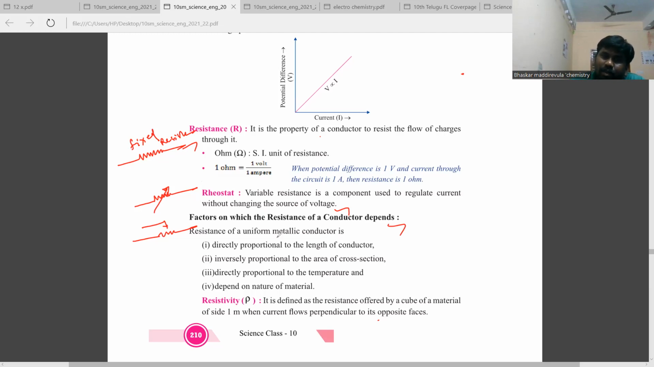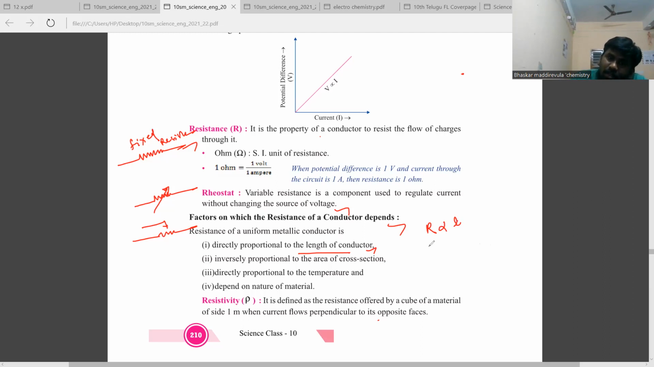Resistance of a conductor. So the resistance of a uniform metallic conductor always depends on four factors. One, resistance R, so already we know R is the resistance. Resistance R is directly proportional to the length of the conductor. As the length of the conductor increases, resistance also increases.